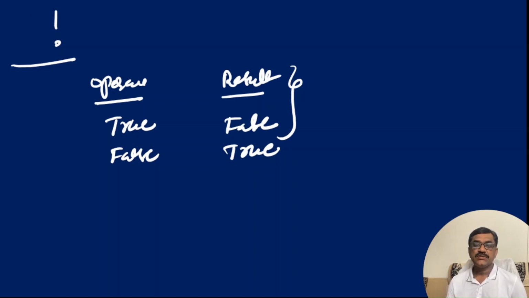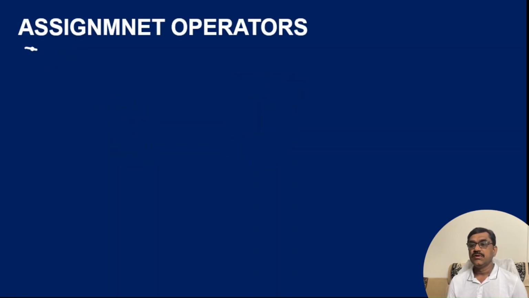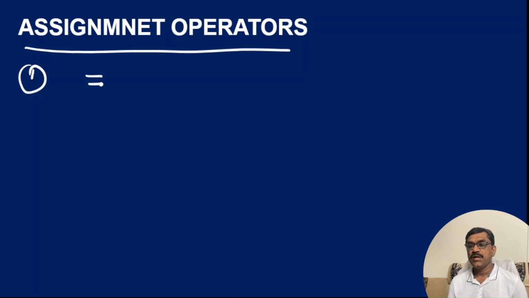After completing this, next we are moving to assignment operators. What do you mean by assignment operator? How many types of assignment operators are there? There is basically only one assignment operator, that is single equals to. It is read as the assignment operator.